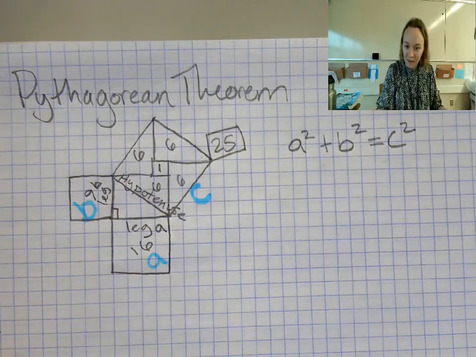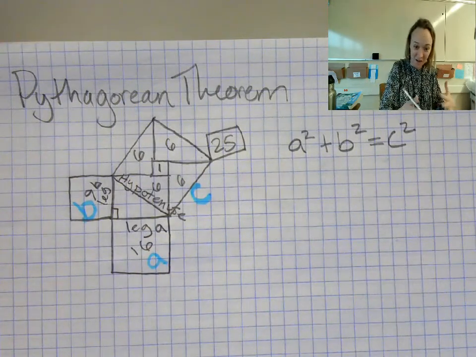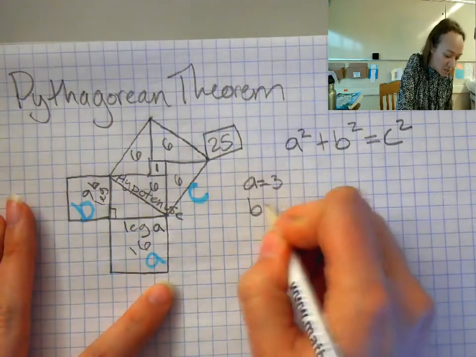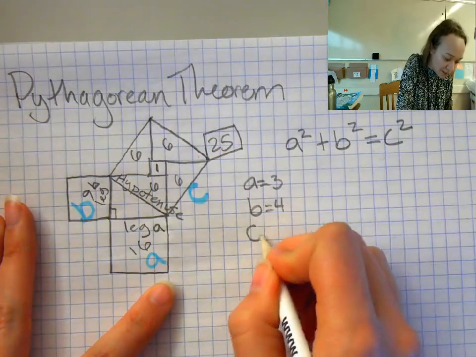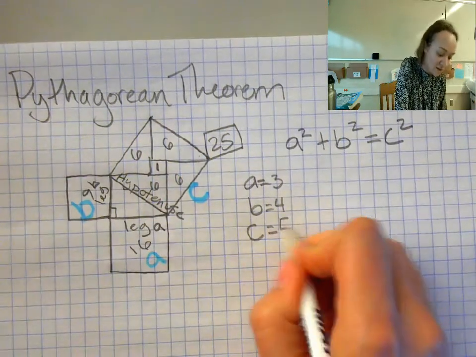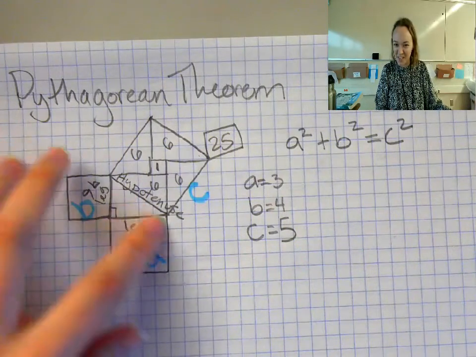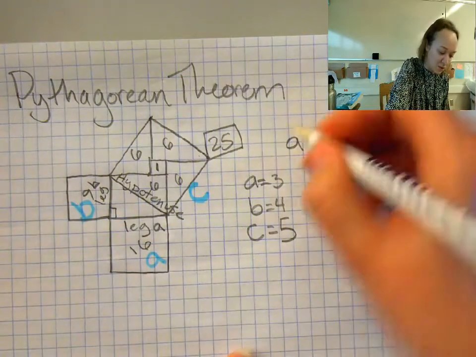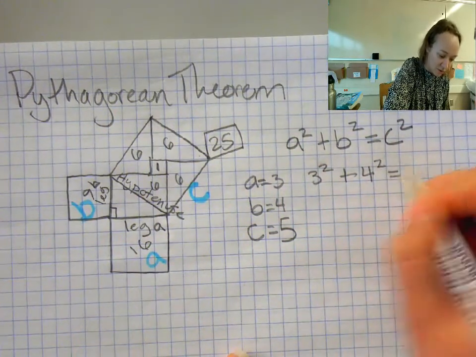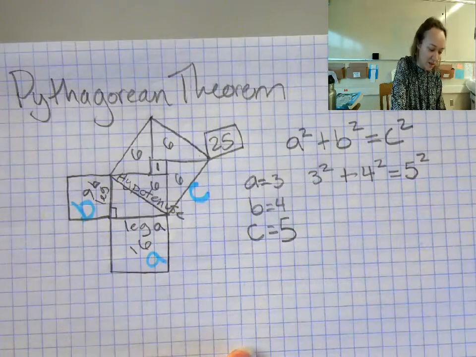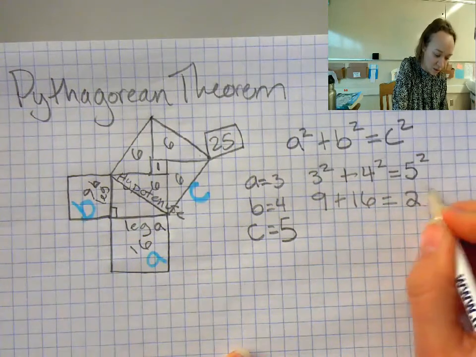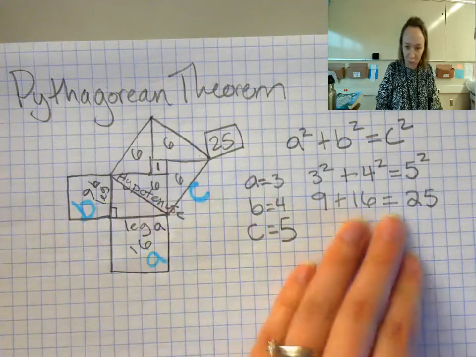And then we plug in. The A is not the area, or the B is not the area, the A is that side length. So in this equation, A equaled 3, B equaled 4, and C, well, what's the square root of 25? C was 5. Even though it's that weird tilty length, it is 5. So we do 3 squared plus 4 squared equals 5 squared. 9 plus 16 equals 25. This is a true statement, right?